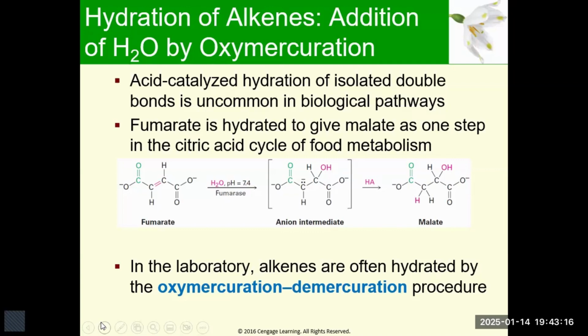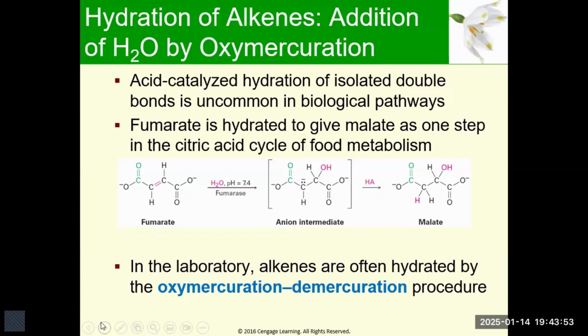All right, so acid catalyzed hydration of isolated double bonds is uncommon in biological pathways. So what we just saw is very, very uncommon. And there's various reasons. The conditions just are not right as far as whether it's the pH, whether it is the other species there. It's just not common. And so fumarate is hydrated to give malate as one step in the citric acid cycle of food metabolism. And so let's kind of look at that real quick.